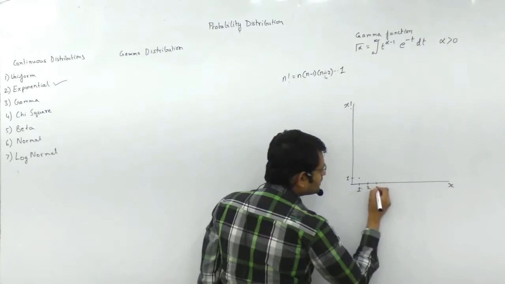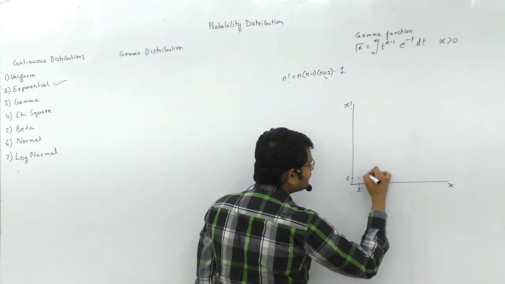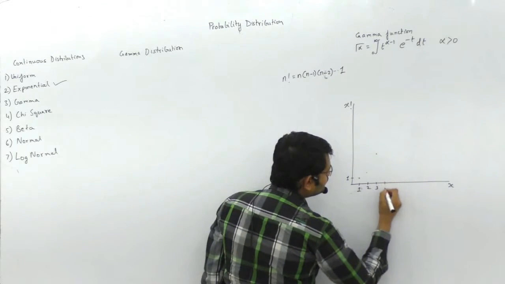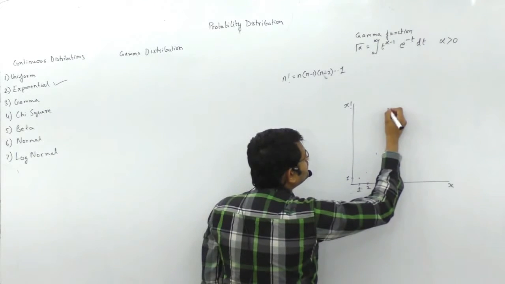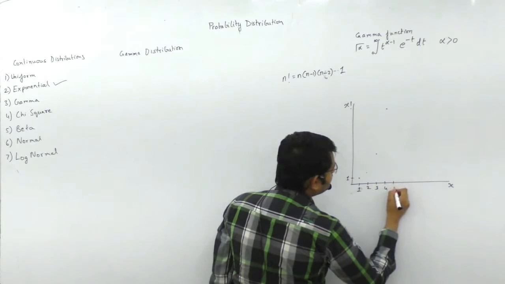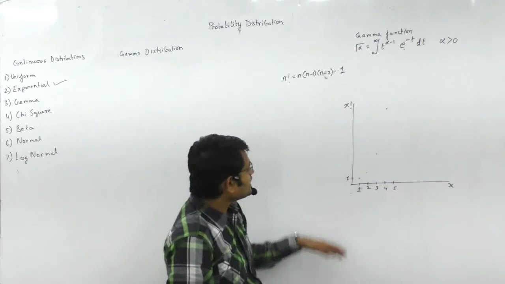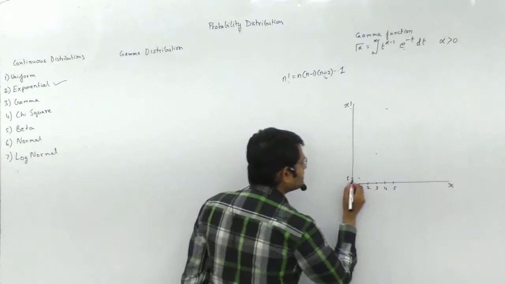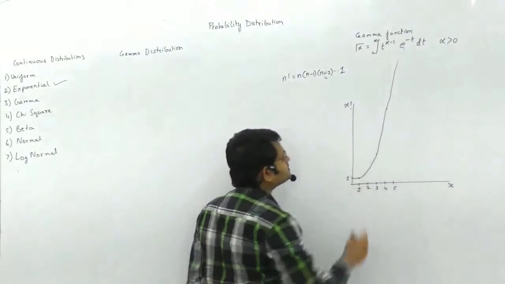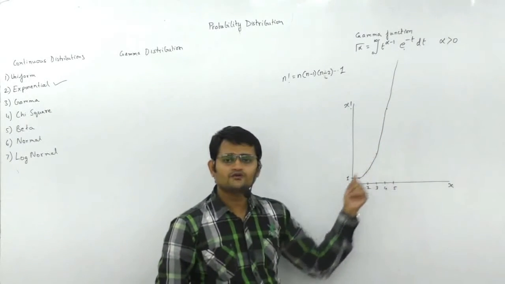So for 2 we'll have 2, for 3 we'll have 6, for 4 we'll have 24, let's say somewhere here, and then for 5 we'll have 120 somewhere here, and so on. So they drew the graph, connected the points with a line, and then made this particular line into a function.